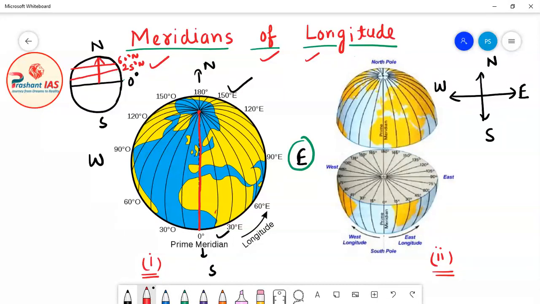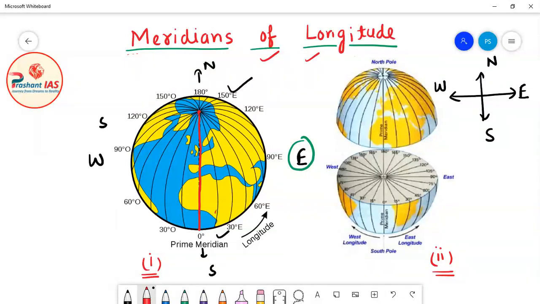Similarly, if you are going to the south of the equator, then for example, this latitude will be called 10 degrees south. This latitude will be called, let's suppose, 45 degrees south. This latitude will be called 70 degrees south. Okay, so the latitudes which are to the north of the equator are measured in north, and the latitudes which are to the south of the equator are measured in terms of south.